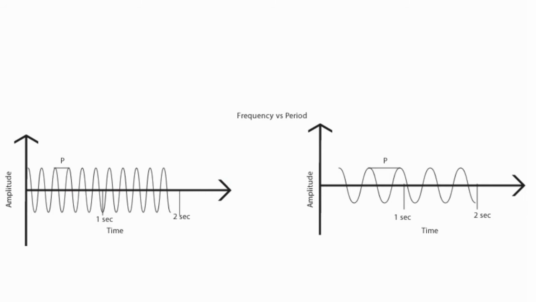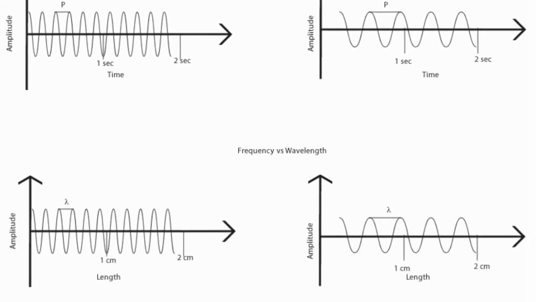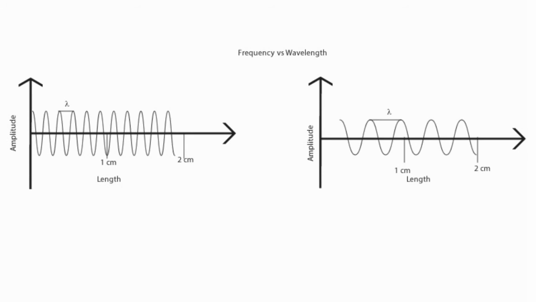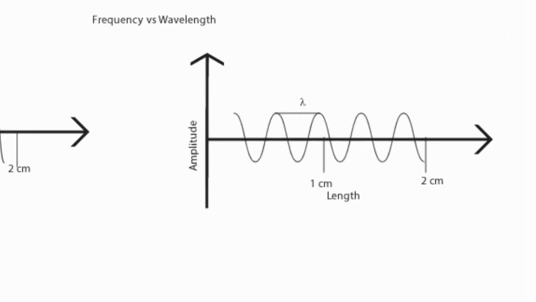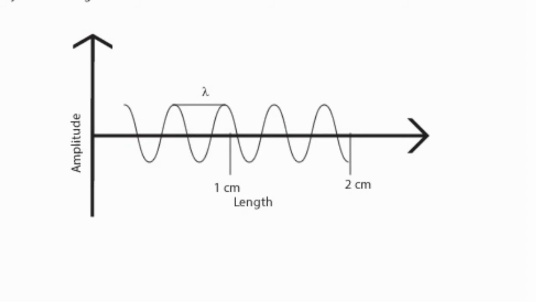Go back to the frequency formula and you will see that frequency and period are inversely related, which means that if one of them goes up, the other one goes down. And vice versa. Now let's switch to these two graphs. First, let's learn the definition of the wavelength. The wavelength is the distance between two identical points of two consecutive cycles. So the only difference between the two graphs we saw before and the ones we see now is that the horizontal axis now determines length or distance instead of the time.